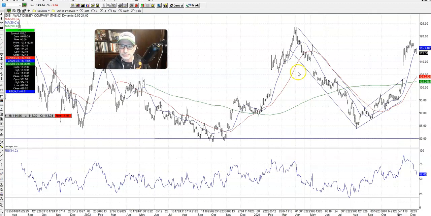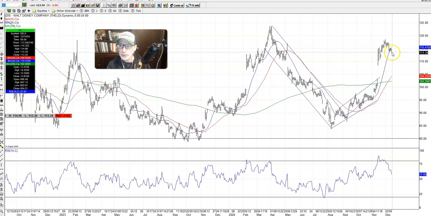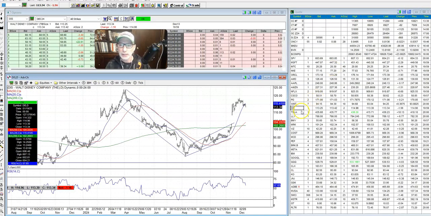Disney looks pretty good, but as you can see, the RSI has turned down. We may see some more selling in Disney. You've got the 50-day moving average moving up, so this could be ripe for some more selling. I would not be buying Disney right here, right yet.